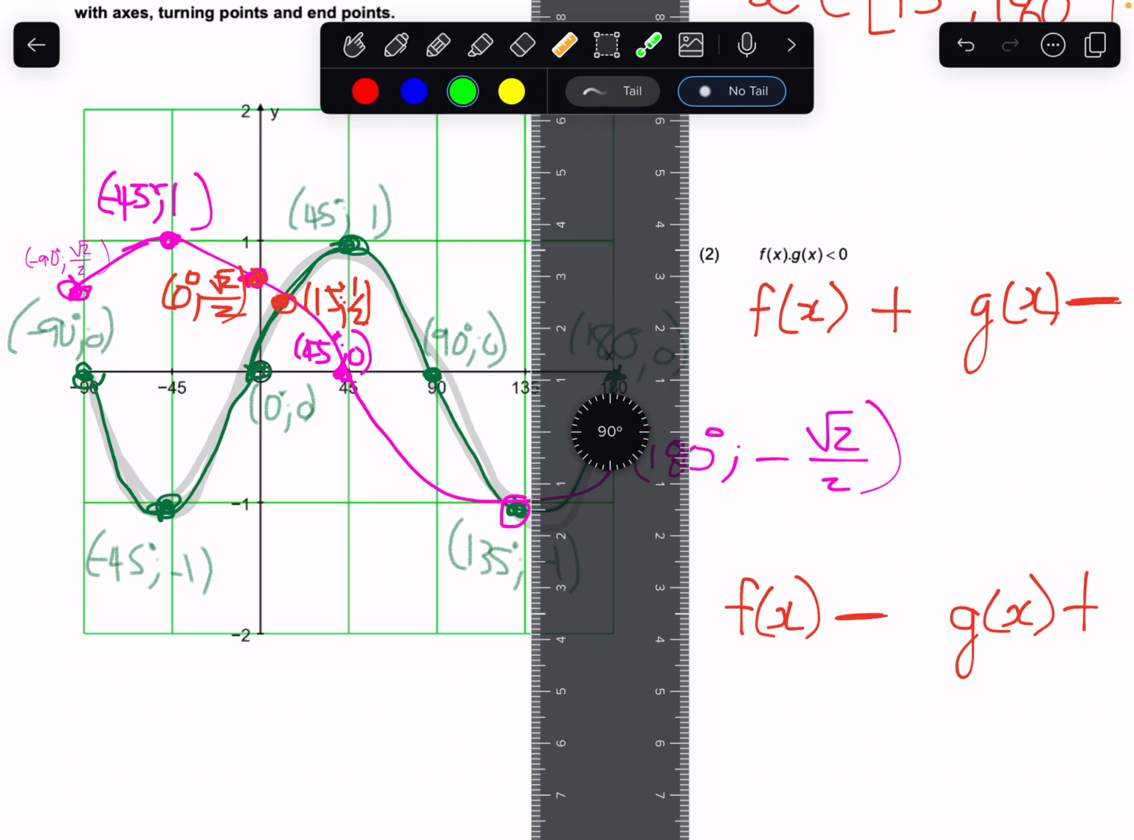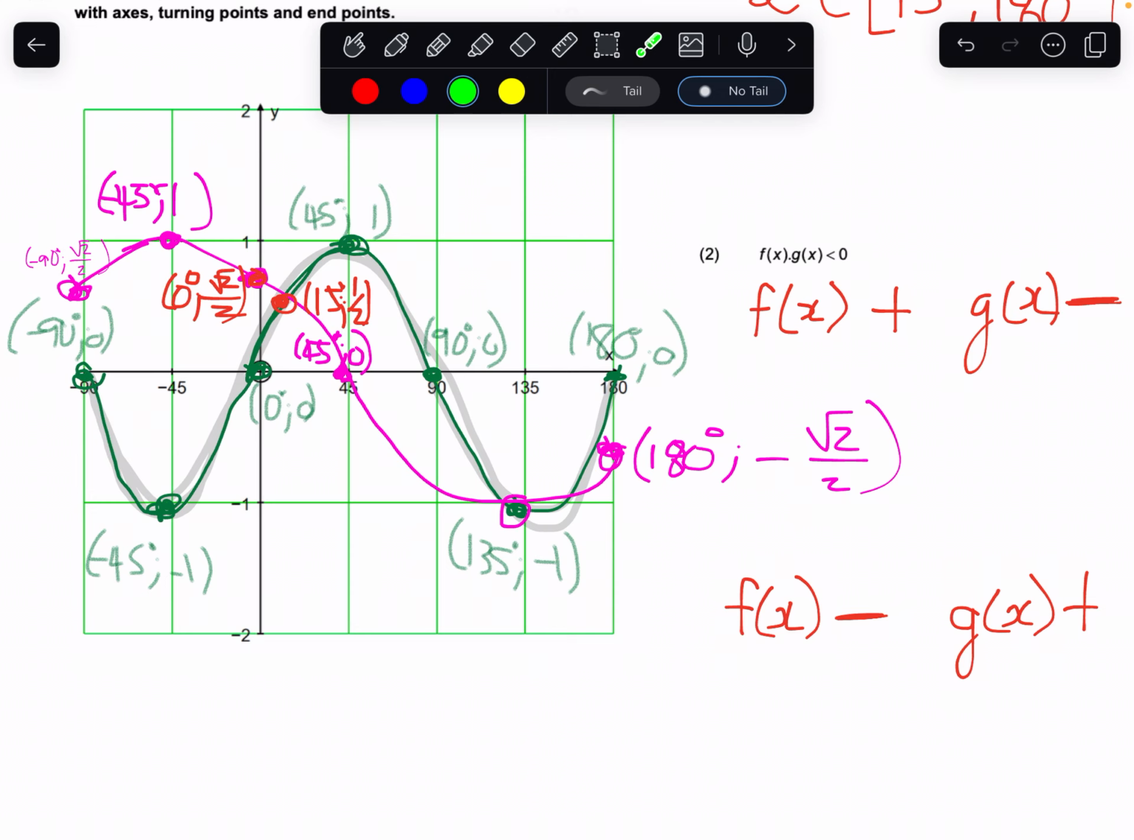Okay, so thank you, Mr. Ruler. Let's look at where f is giving us positive y values. So I'm going to highlight that with a different color. It's giving us positive y values from 0 until 90, and that's it, right? The rest of the time it's giving us negative y values. And in that interval from 0 to 90, where is g of x giving us negative values?